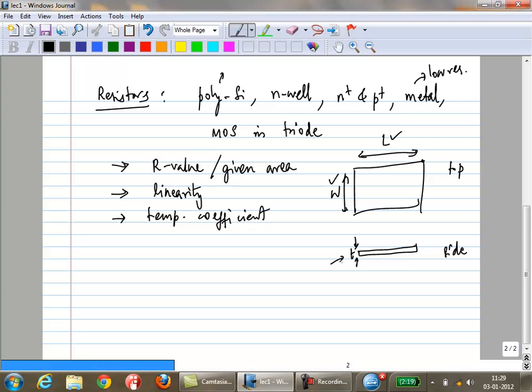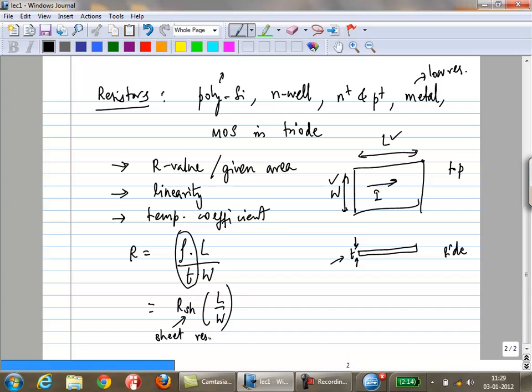So what that means is your resistance is nothing but rho L by A, and A is nothing but T times W, that's your cross-sectional area. Let's assume that current is flowing along the length, that's an assumption I'm making. And rho over T, for a particular material and a particular thickness, is constant. So this is represented by something called the sheet resistance, and it's usually represented in ohms per square.